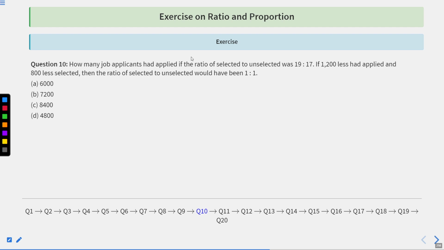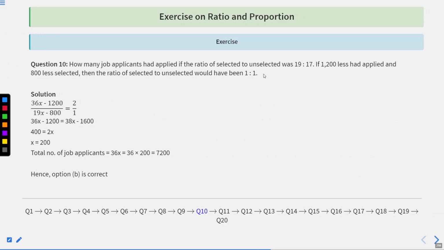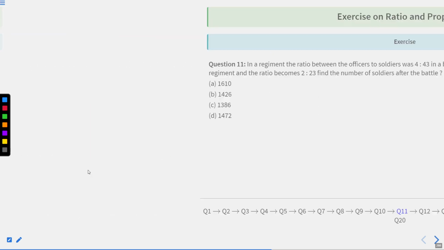How many job applicants had applied if the ratio of selected to unselected was 19 is to 17? If 1200 fewer applied and 800 selected, then the ratio of selected to unselected would be 1 is to 1. So here 36x, that is the sum of this, minus 1200 upon 19x minus 800 is equal to 2 is to 1. When you simplify this, you will get x equal to 200. So the total number of job applicants is equal to 36x and x is equal to 200, so it will be 7200. So option B is correct.